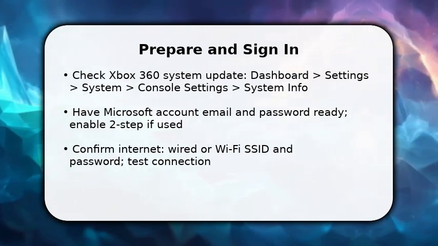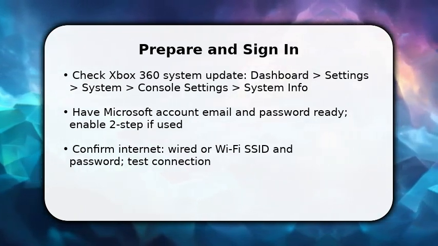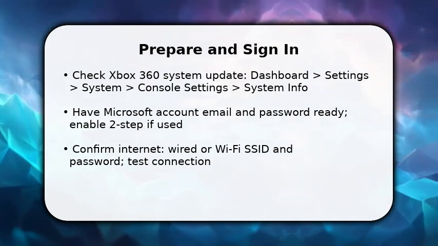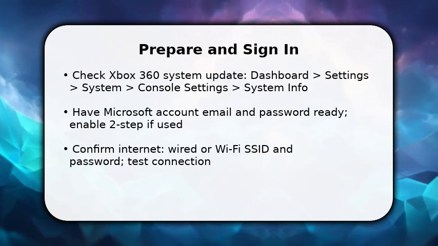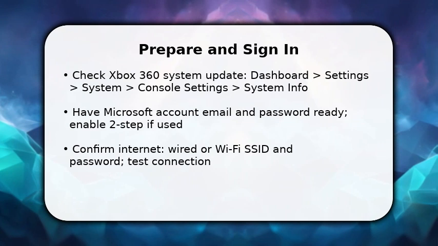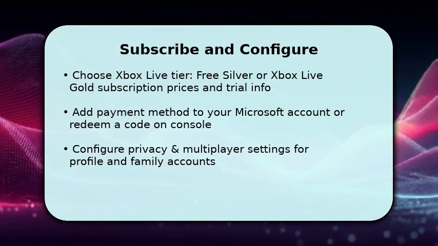Once done, make sure you have your Microsoft account credentials ready, email and password, and re-enable or note two-step verification details if active. Finally, connect to your network via Ethernet or Wi-Fi and run the network test, so you don't hit connectivity surprises. Next, you pick your subscription and set account details.